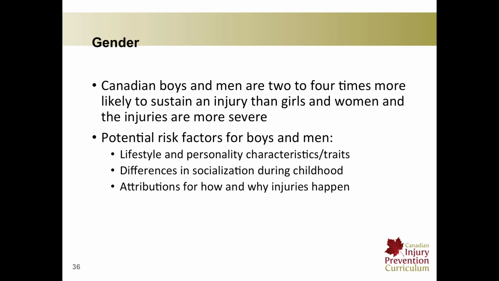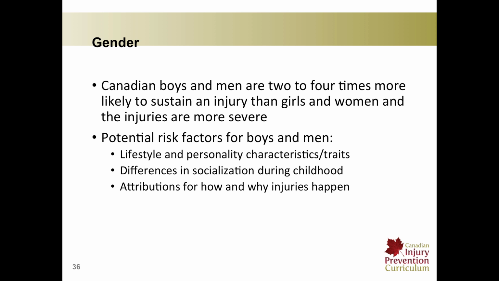The myriad of risk factors that contribute to increased injury liability for boys and men are not yet well understood. Lifestyle and personality characteristics and traits, such as impulsivity, sensation-seeking and risk-taking behavior, differences in socialization during childhood, attributions for how long and why injuries happen, along with a variety of other factors, have all been investigated with a view to better understanding why a strong gender discrepancy begins early in life and persists along the life course.